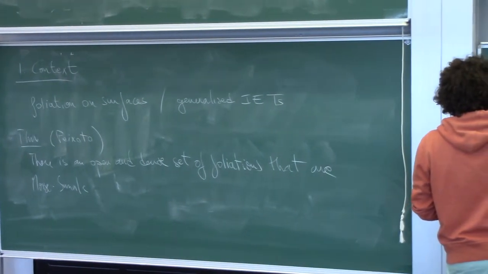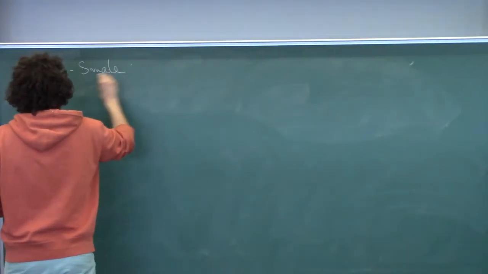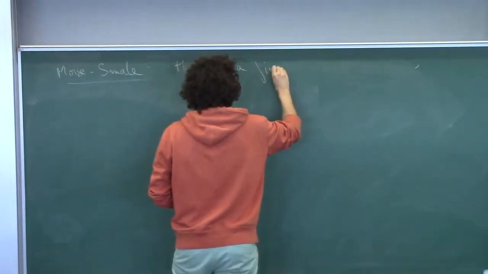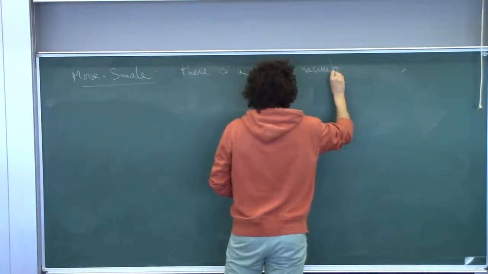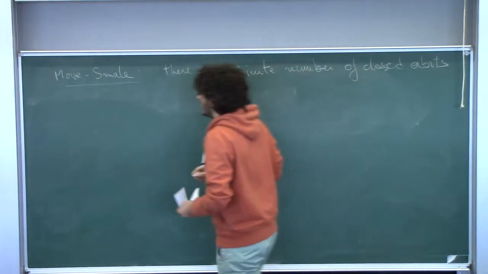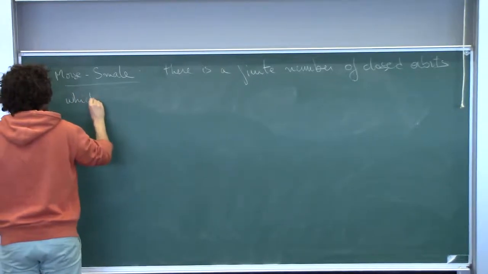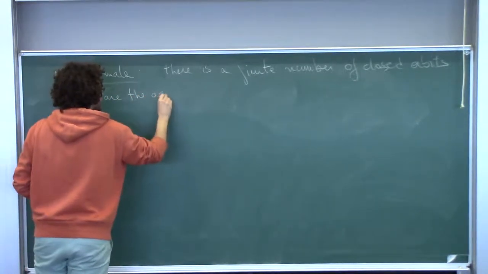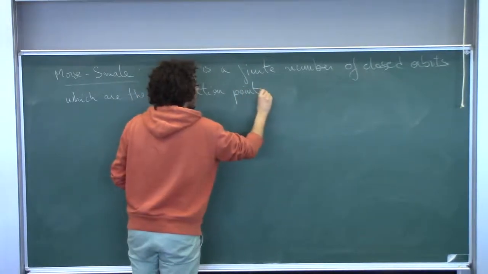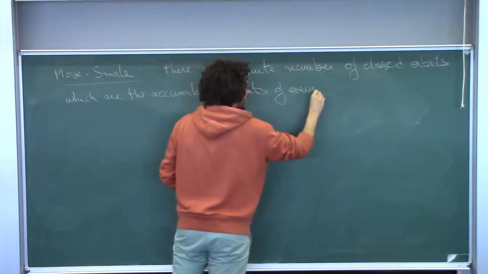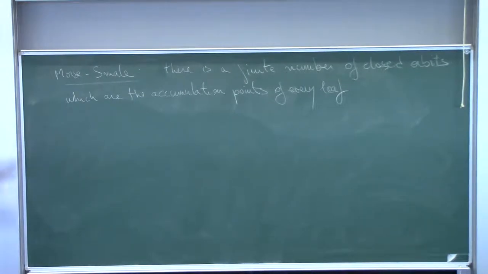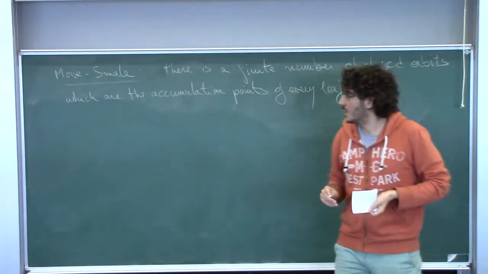A foliation is Morse-Smale if there is a finite number of closed orbits which are the accumulation points of every leaf. You take a leaf, you look at its accumulation points, and they are among this finite set of closed orbits.